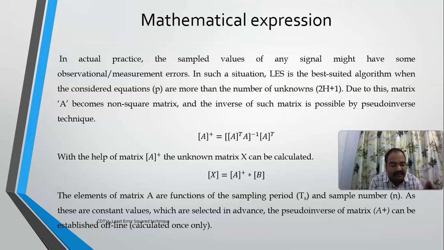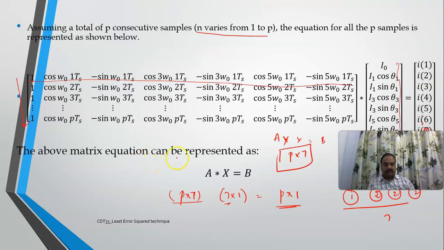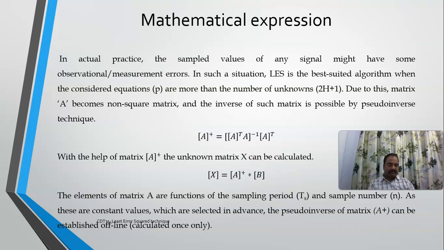Okay. So in actual practice, as I already said, ultimately I need x, right? In this case, you can write it as A inverse B. But if you carefully see, the A matrix is not a square matrix, and it is difficult for us to determine the inverse. If you take the number of samples as 7, then it will be okay. But in actual practice it is very difficult, and as I said, more samples give you accurate results.